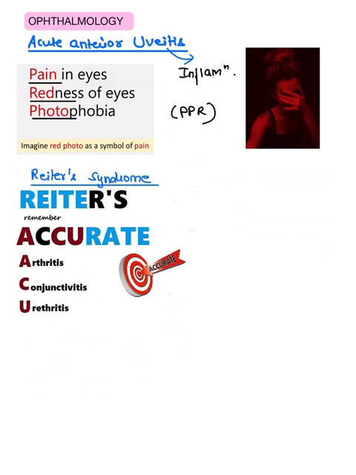Okay. Now coming on to the Reiter syndrome. So Reiter syndrome, it is due to chlamydia. You can remember it as write accurately. Okay. So if you write accurately, Reiter is like right. Okay. A is for arthritis, C is for conjunctivitis, and U is for urethritis.